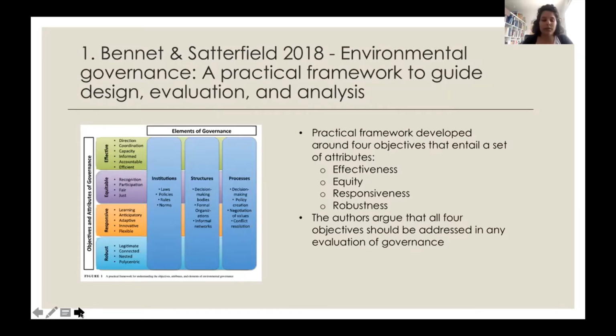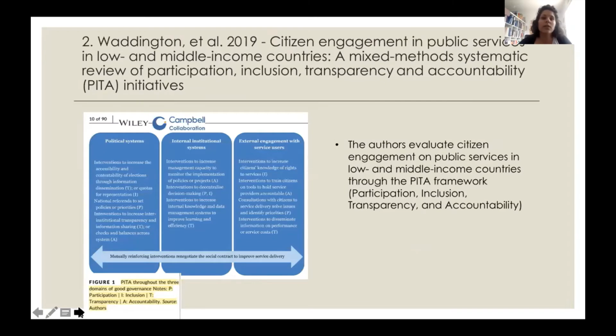governance to be effective. And then we have the second framework to evaluate governance from 2019 from Waddington et al. The authors use what they call the PITA framework, which stands for participation, inclusion, transparency, and accountability. And they use these, so to speak, items to evaluate citizen engagement on public services in low and middle income countries through this PITA framework.